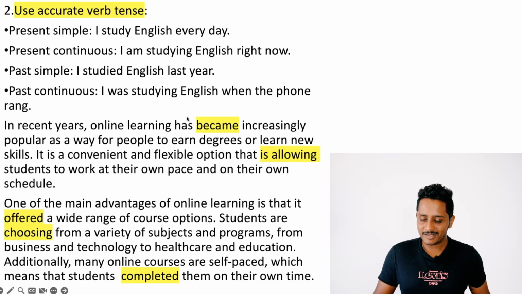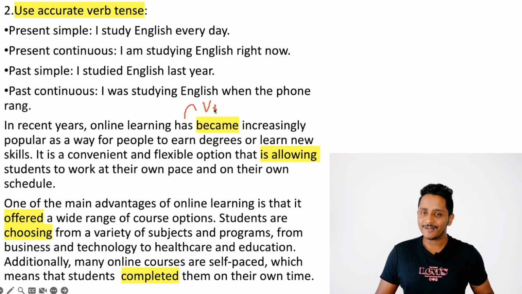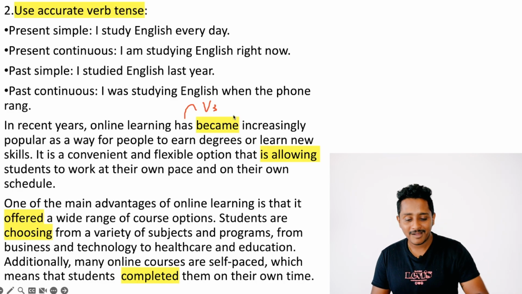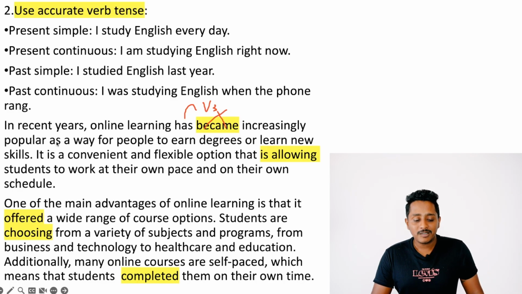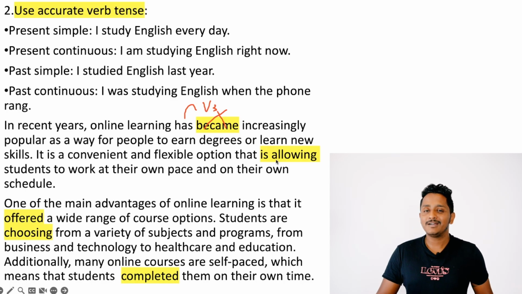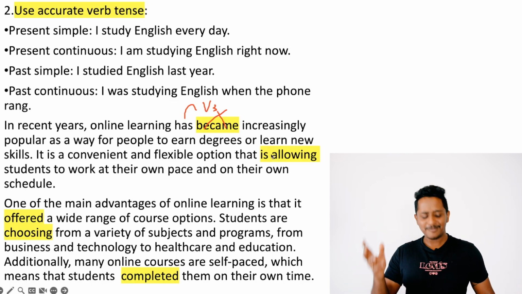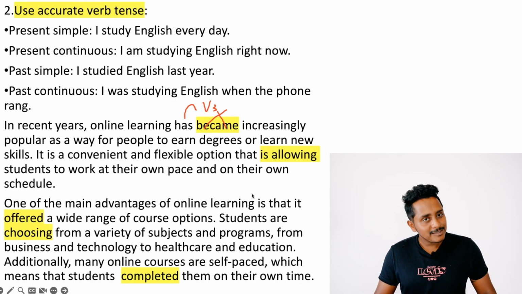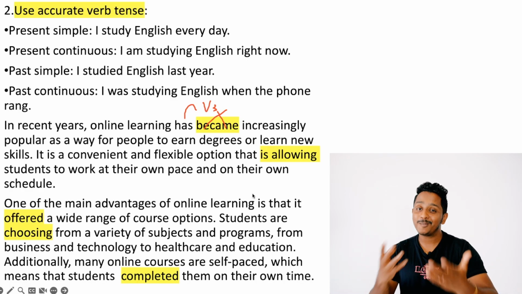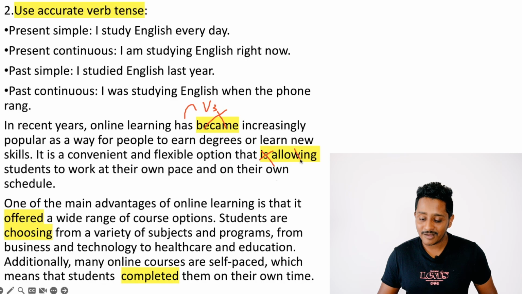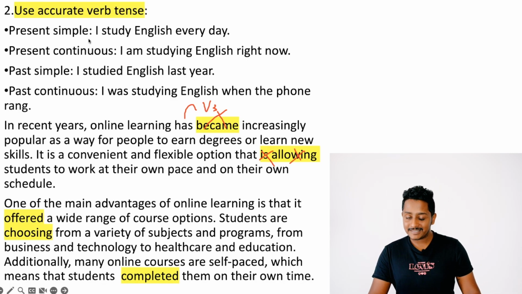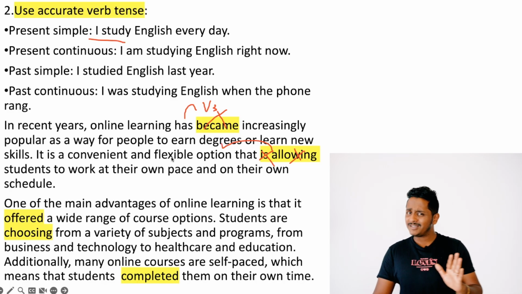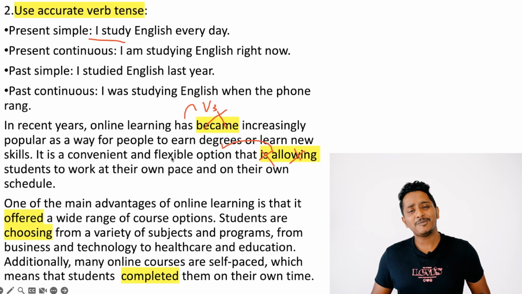In recent years, online learning has... after "has", verb 3 has to come. It's eat, ate, eaten; become, became, become, not became. So this has to be "become". Online learning is a convenient and flexible option that is allowing students to work. It's very simple to write like this, but that's a catch, that's a mistake. It's a convenient and flexible option. You're talking about a fact, so put that in the present tense. That is, "allowing" is wrong; it's "allows". I study, he studies, option that allows. Make sure if you're making these mistakes, avoid them, because with this getting 7 or 7.5 will be very difficult.